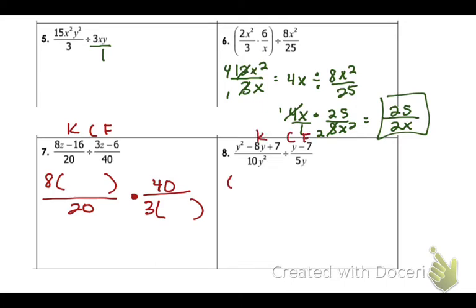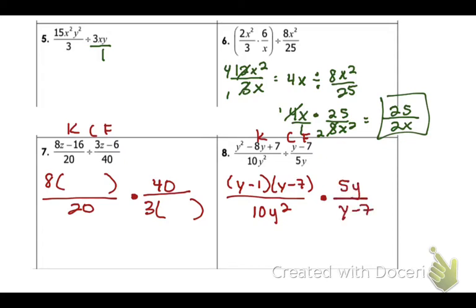So you're going to factor this. Y minus 1, y minus 7, 10y squared times 5y, y minus 7. I already did keep, change, flip. That's what I was saying that I was skipping. Cross off. Y plus 1. And then 2y. And that's my final answer.